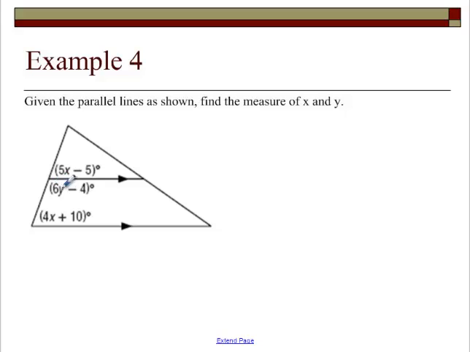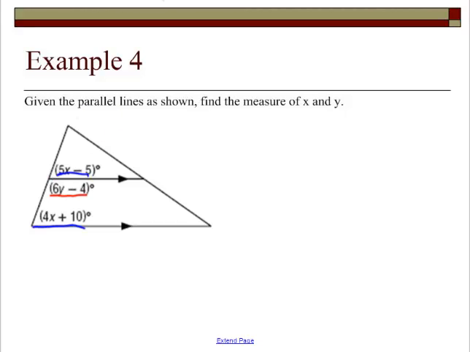So example 4, I only have one thing that has y in it. So I need to use the ones with x. So I'm going to take the ones with x. Now, it's in a triangle, which makes it more confusing. It's not because we have a parallel line.